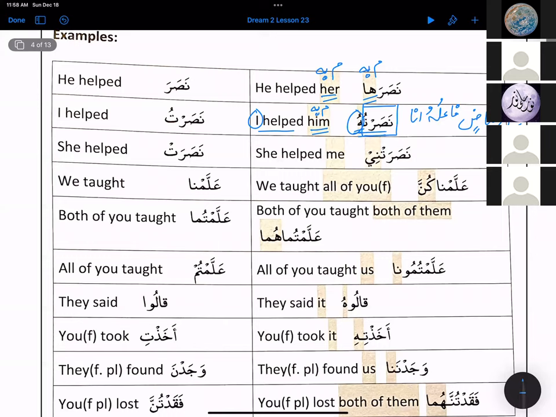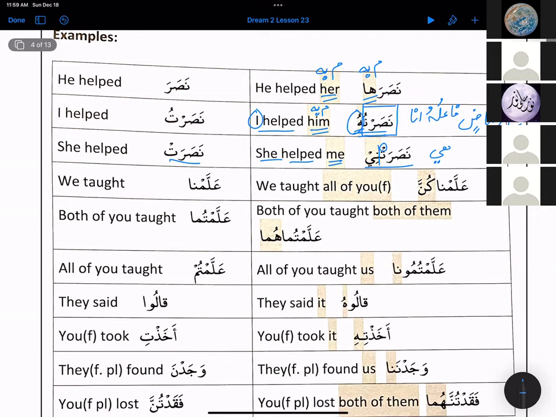Okay, next one, Nasaratni. This is the word, Nasaratni. I'm going to chunk it down. I know this ni is an attached pronoun. So Nasarat, now ta with sukun is the Hiya version. So now I'm going to say she helped, and then I translate the mafulun bihi: she helped me. Nasaratni.